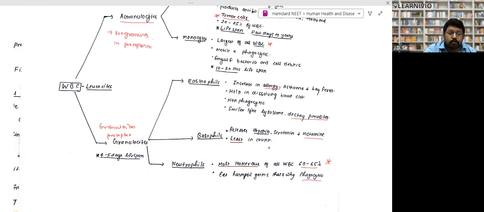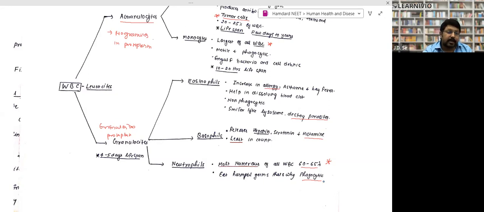They are least in count. They release serotonin and histamine. Histamine is responsible for allergy. Neutrophils are the most numerous. 60 to 65% are neutrophils. They eat harmful germs and that's why they are phagocytic. They eat germs and die themselves.